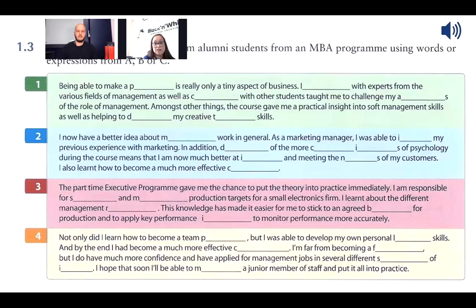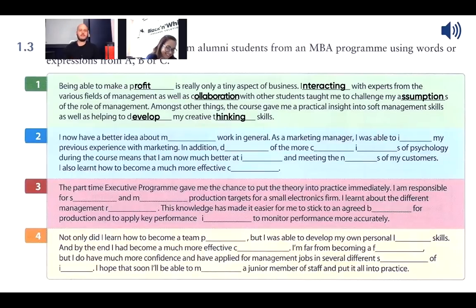Amongst other things, the course gave me a practical insight into soft management skills as well as helping to develop my creative thinking skills. Yeah, here you go. Profit, interacting, collaboration, assumptions, develop, and thinking.